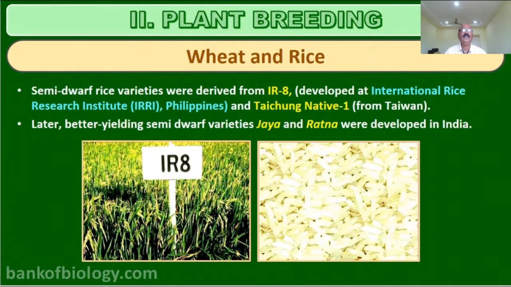So, semi-dwarf rice varieties were derived from IR8, developed at the International Rice Research Institute, IRRI, located in the Philippines, and Taichung Native 1 from Taiwan. In our country, one rice research institute is located, the Indian Rice Research Institute, in Cuttack, Orissa, whereas IRRI is the International Rice Research Institute located in the Philippines.